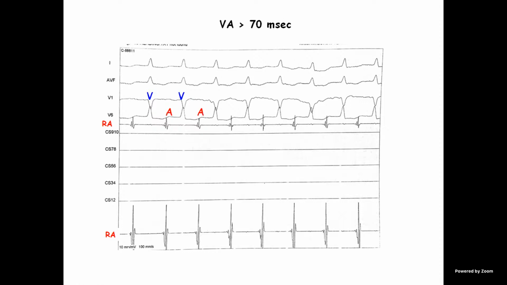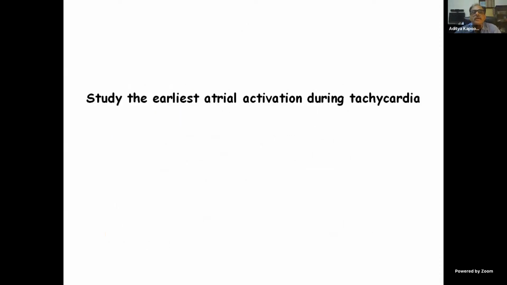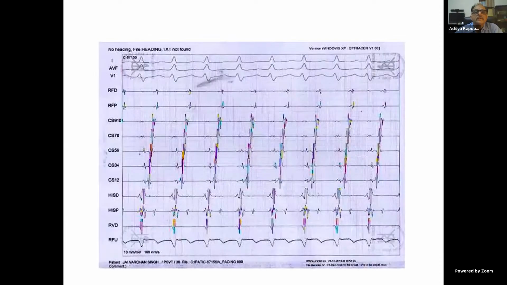So the point is to show you a long VA tachycardia versus a V on A tachycardia. Whenever we see SVT, as we saw in the RV, we look for the earliest atrial activation. So this tachycardia is happening, Devvrat and team. If we look at this, I'll tell you this is RF distal, you can ignore it. CS 9-10 is proximal, CS 1-2 is distal, this is the His bundle, okay?